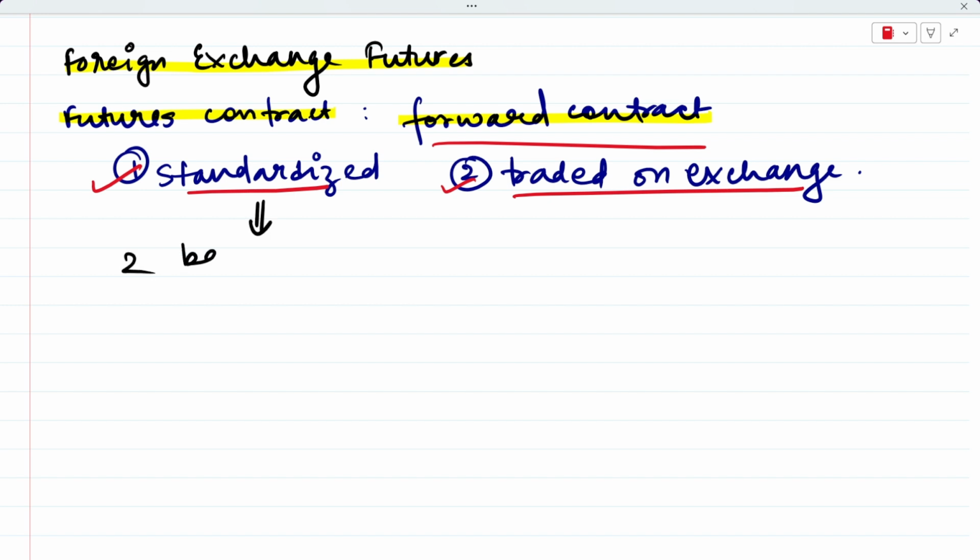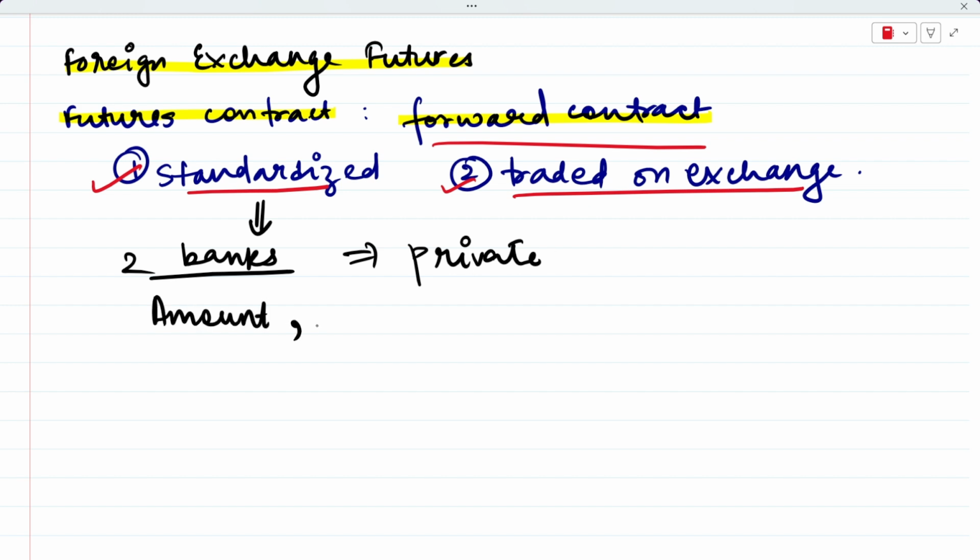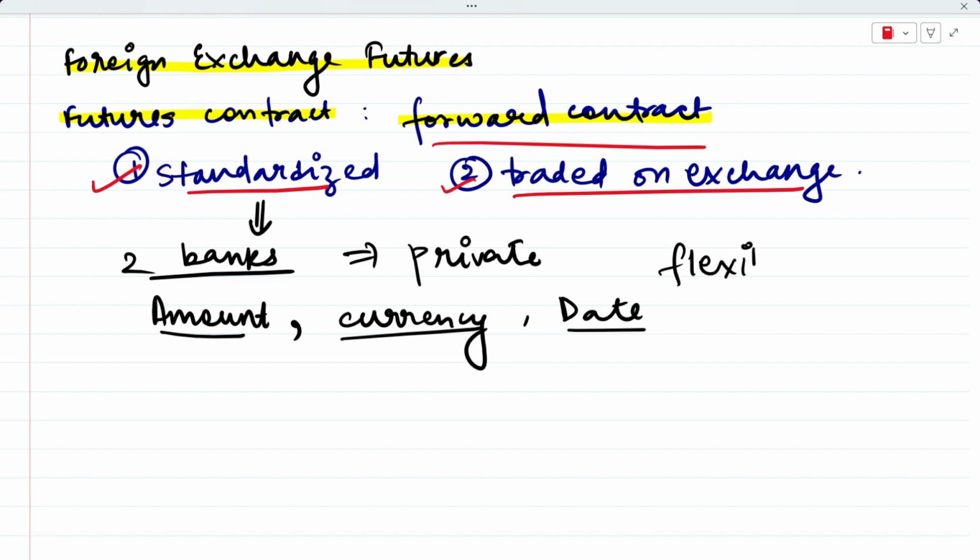When two banks are doing a forward contract, for example, we are doing it in a private manner. So we can decide upon any kind of amount. We can decide what two currencies we are using in the forward contract. We can choose any date, after 3 months, 6 months, any date also. So this is flexible. When two banks are doing it among themselves privately, it is very custom made, because the two banks can put their needs on the table.